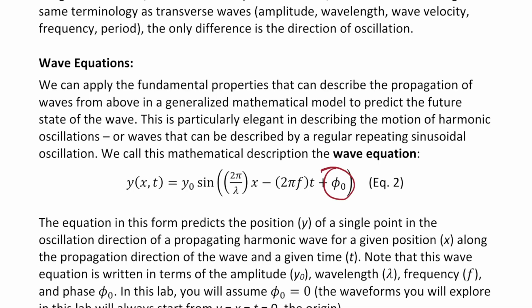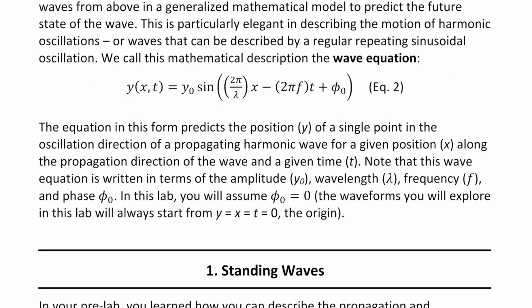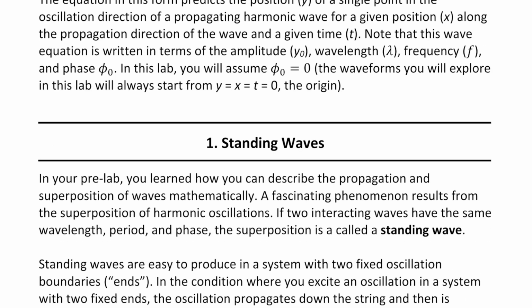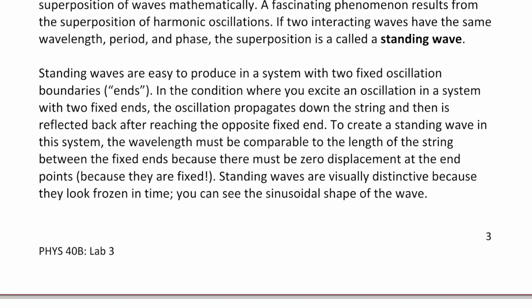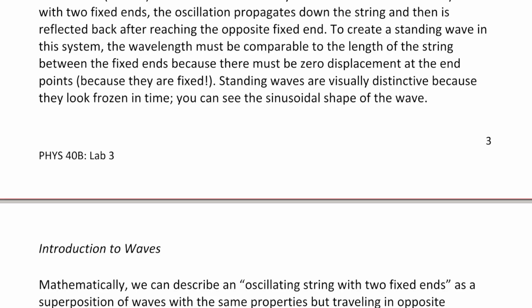And then this phi naught is generally just a phase to the wave, meaning that we can start the wave off like halfway through a sine, or like a tenth of the way through a sine wave. And so it's not dependent on any variables like x or t. And then this y naught is the amplitude of the wave, which is the height of the wave at a peak, or I guess the height of the wave at a trough.